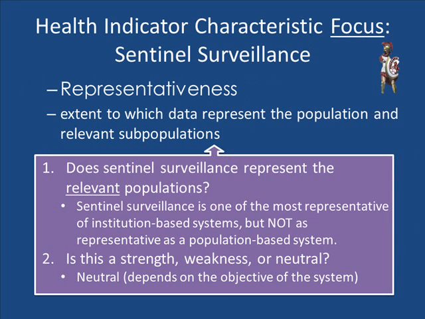Slide 28. Representativeness is the extent to which data represent the population and relevant subpopulations. Does sentinel surveillance represent the relevant populations? Sentinel surveillance is one of the most representative of institution-based systems, but not as representative as a population-based system. Is this a strength, weakness, or neutral? Neutral. It depends on the objective of the system.